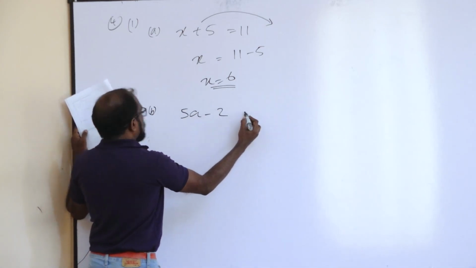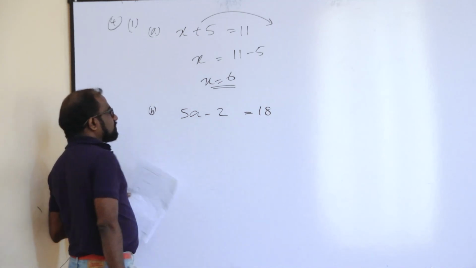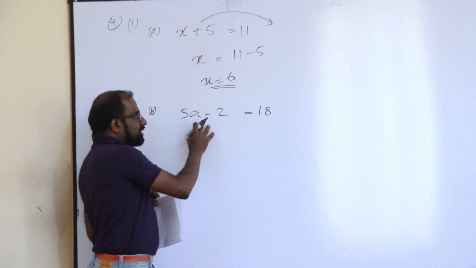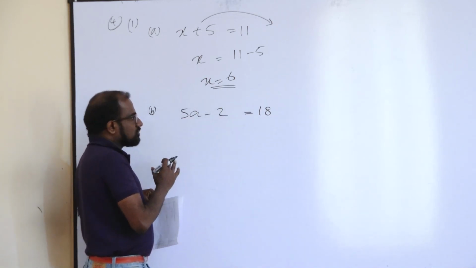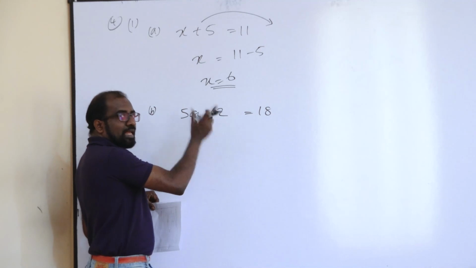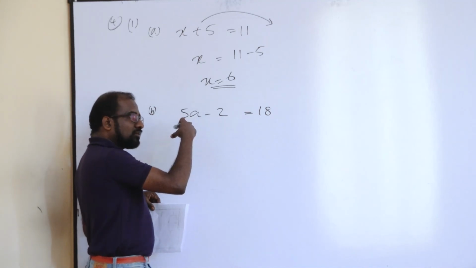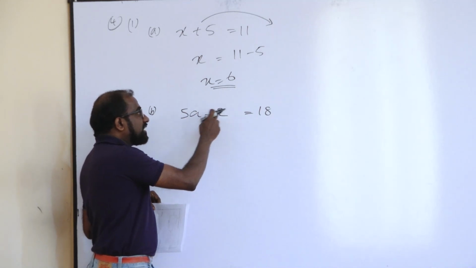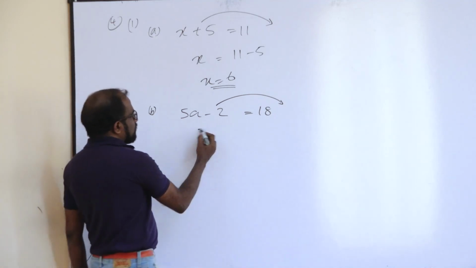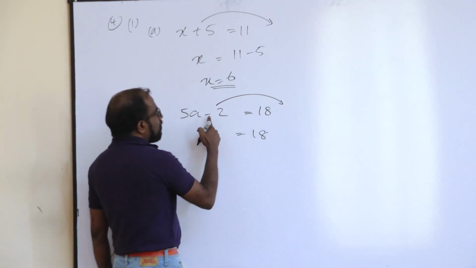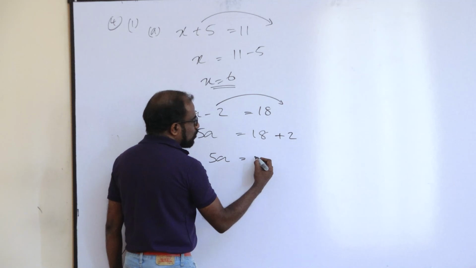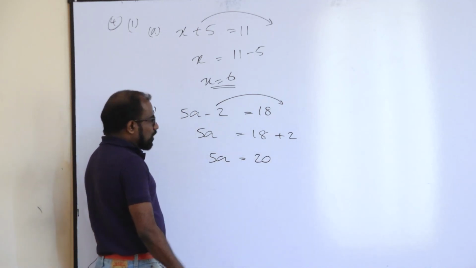Then next one. 5a minus 2 equals 18. When you have 2 operations like this, read it and decide which one to remove first. 5a minus 2: a is multiplied by 5, then minus 2. So 5a equals 18, minus 2 goes to the other side as plus 2. 18 plus 2, 20.